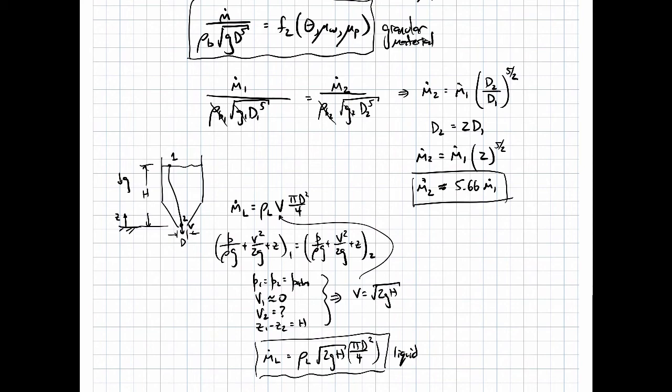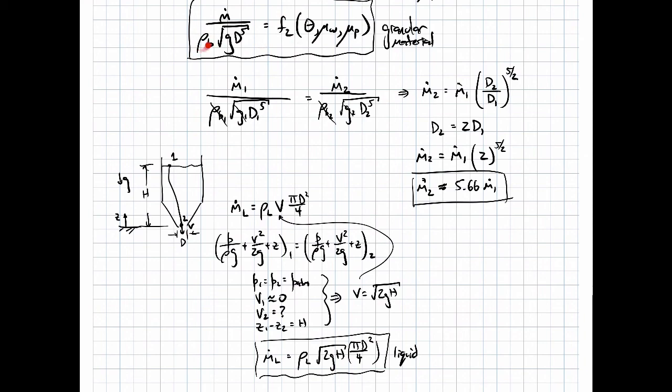So they're quite different behaviors, right? We said already that if you doubled the diameter of the exit for a particulate material, the mass flow rate will go up by a factor of 5.66. If you double the diameter for a liquid, the mass flow rate will go up by a factor of 4. So doubling the diameter gives you quite different behavior here. You also see that for liquid, the mass flow rate is dependent on the height. Of course, here we said that it didn't depend on the height.